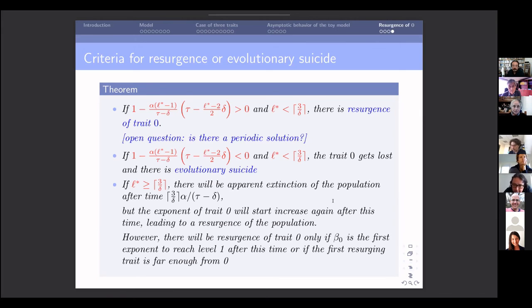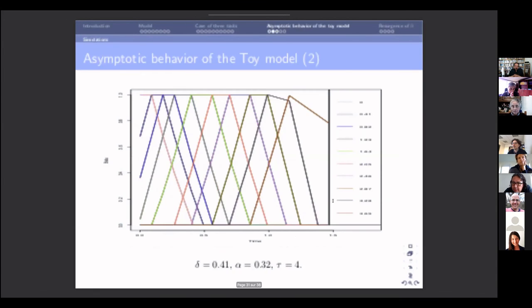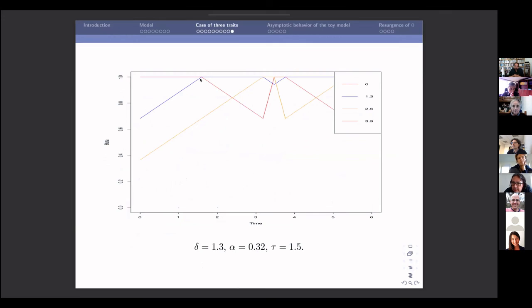About your first question, the main technical point in this proof is that we need the invasion implies fixation principle to prevent coexistence of several traits. This is really for technical reasons, because what I just completely skipped in my explanation is what happens at this precise time, where we have exchange of resident population.